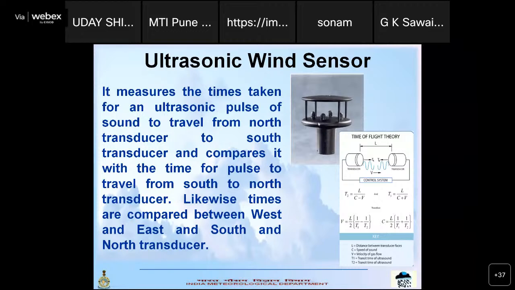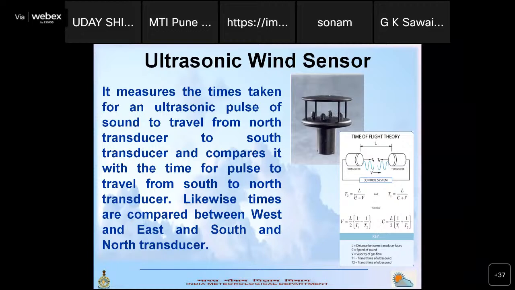Here we take care of the exact time of flight, T1 and T2. T1 is the time for pulses sent from one transducer to another. If the wind is flowing in this direction, the wind speed will be added to the audio pulses, so the pulses will naturally reach earlier than the pulses transmitted from the opposite transducer. In the opposite direction, the time for the pulses to reach from this transducer to that transducer will be increased.